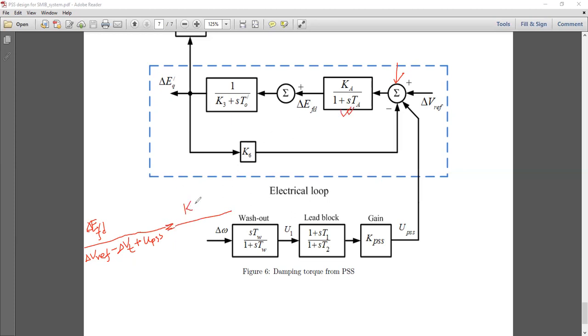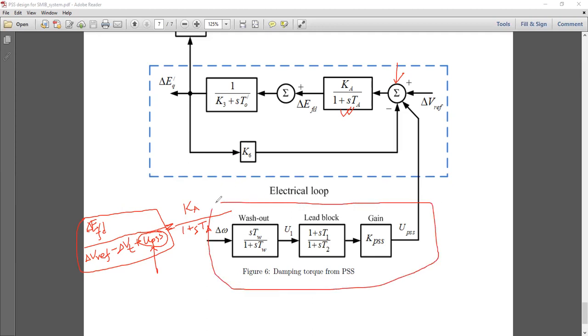Ka over 1 plus STA. So this is the update. You have a new variable here, UPSS, because it is being fed to this summing junction. So now the exciter dynamics would be a little updated with the incorporation of this UPSS signal. And of course, out of these blocks, you expect some state variables.